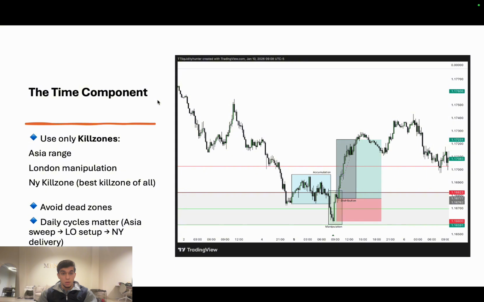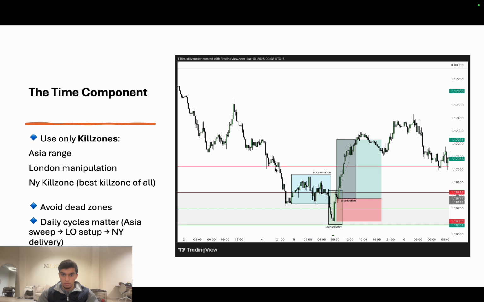Time component. I'm going to talk about only using the kill zones. You need the Asia range to use it, not only kill zones: the Asia range, the London manipulation, and the New York kill zone, the best kill zone of all. I always use it for an entry. If London doesn't give me anything and the New York kill zone is nothing, I will just not trade for the day. But I also had a trade right here.